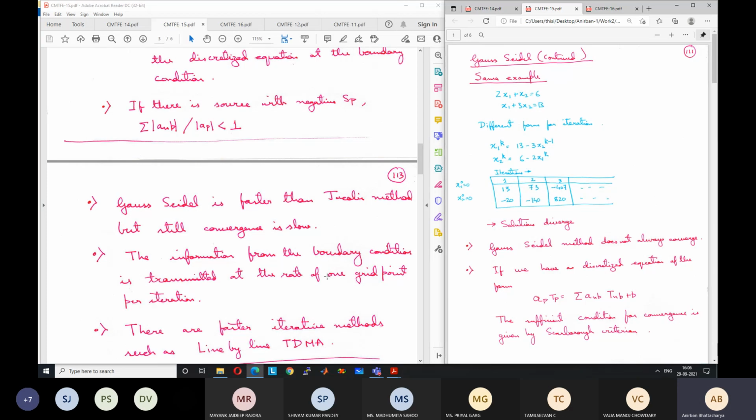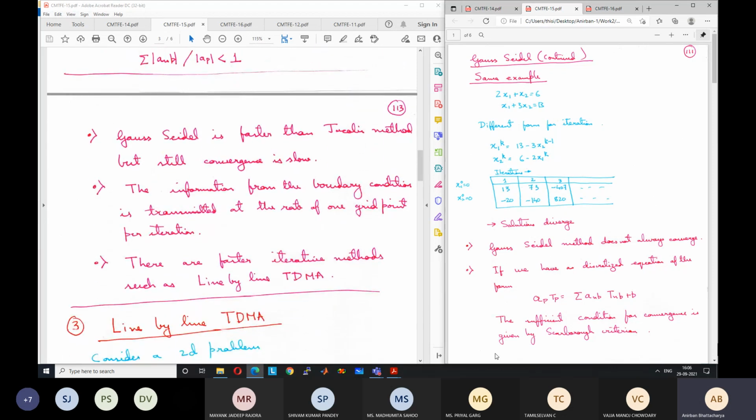Because it's an iterative method, in each iteration, a point gets affected by its neighboring point. So the information passes one point at a time, at the rate of 1 grid point per iteration. There are faster methods where the information can be passed much more quickly to the internal grid points. So that solution will converge faster. Here the solution will converge slowly.